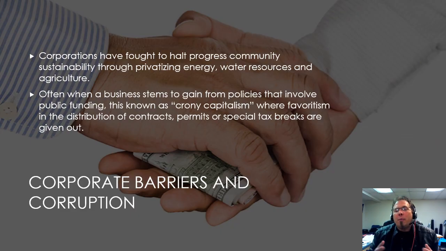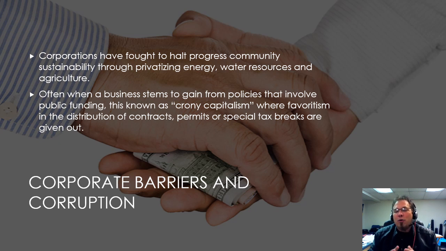Now, there are corporate barriers and corruption that also take place. You can't talk about these types of projects without that. There are a lot of people out there that fight the progress because it's in their best interest to not have renewable energy. It's best to not have privatizing water resources and agriculture. So they fight it with lobbies and politicians. And that's unfortunately the way business is done in the United States, or around the world, I'm sure as well.